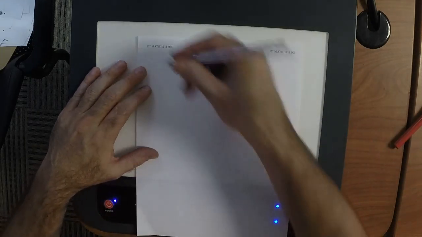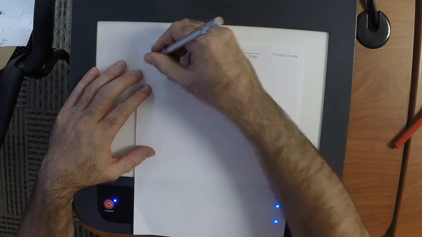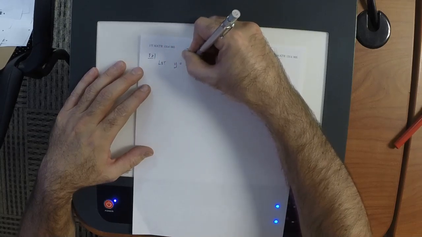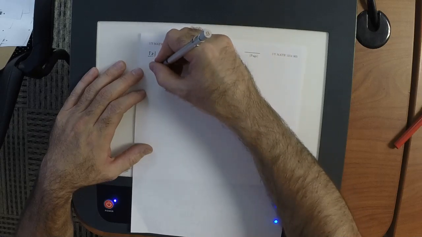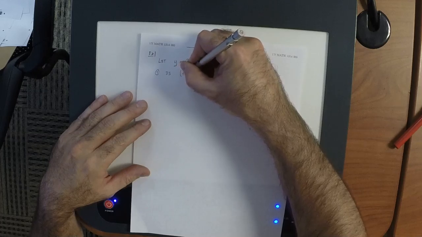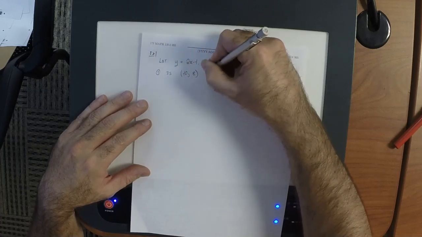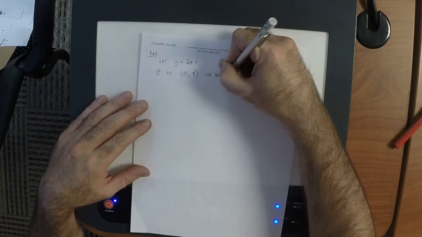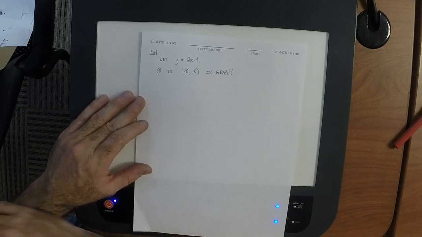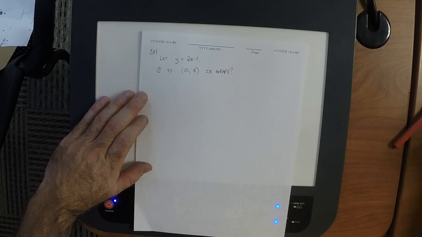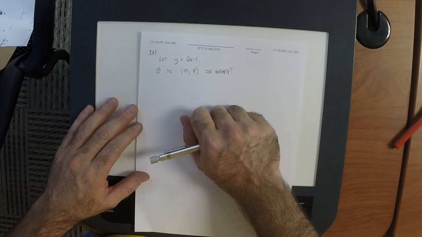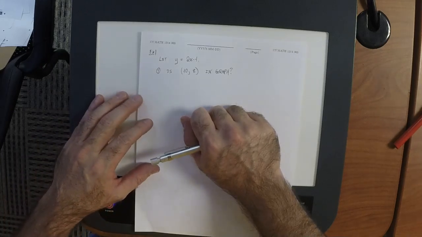So let's consider that equation. Let y be 2x minus 1. First question, is the point 10, 8 in the graph? So how do you confirm or deny this? Plug it in, right? What you need to do is everywhere that you see an x, you replace it with 10, and everywhere you see a y, you replace it with 8.